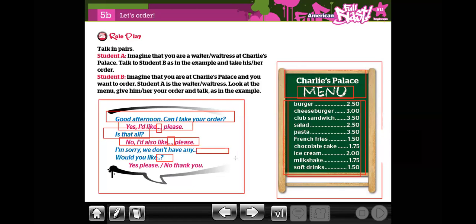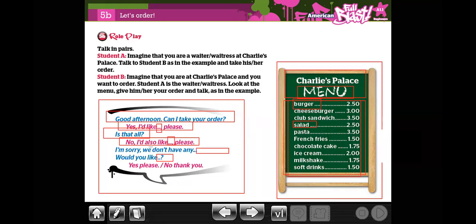Yes, I'd like chicken or maybe burger. I'd like a burger, please. Because I have burger here. Burger, please. Is that all? No, I also like a salad, please. Or maybe in this case, I'm sorry, we did not have... Maybe chicken, pasta. For example. Chicken or pasta. No, pasta is here.